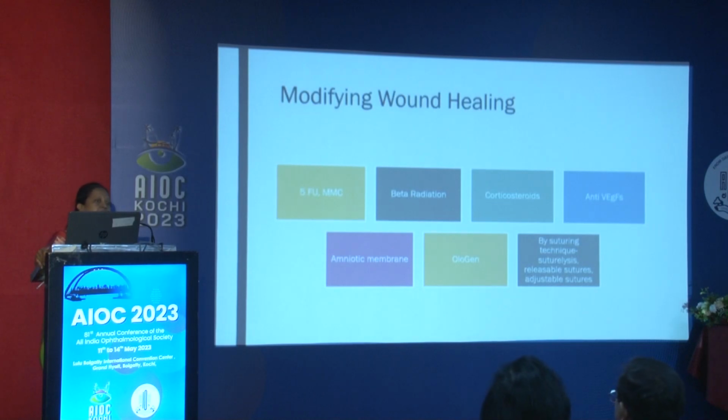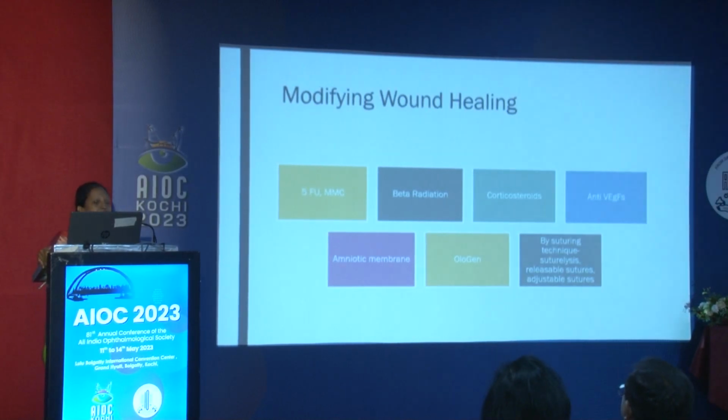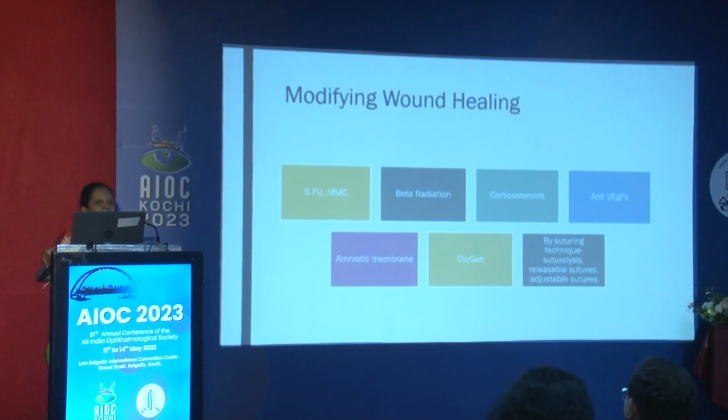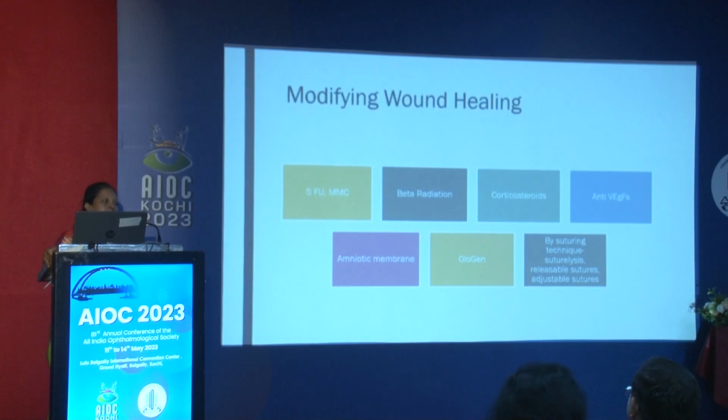Because the main cause of failure of TRAB was subconjunctival fibrosis, there were techniques to modify and modulate the wound healing process. In that, 5FU was the first to be used, but mitomycin became more popular for obvious reasons. Then beta radiation was also tried, corticosteroids, anti-VEGFs, amniotic membrane, Ologen, and even modification of the suturing technique, use of releasable sutures and adjustable sutures and suture lysis.